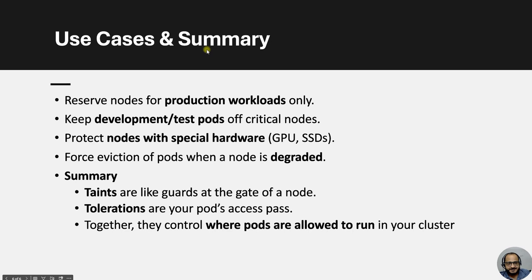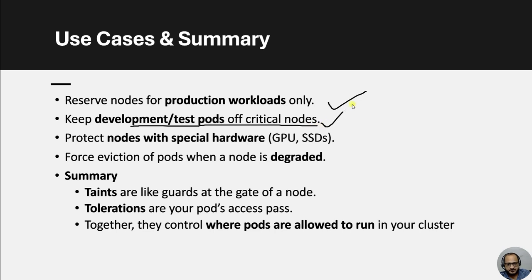Now we will see the use cases. So reserve nodes for production workload only. These are the use cases where we can use taint and toleration, right? So the very first is for production workload level, keeping development and test pods off crucial nodes. Also, if we want to protect nodes with special hardware, like we have given GPU and SSD, in that case also we can use it, because these expensive resources we cannot use for development purposes. We need those resources for production level workload.